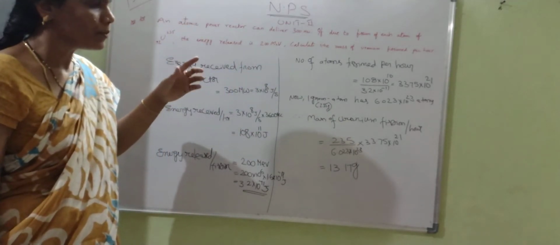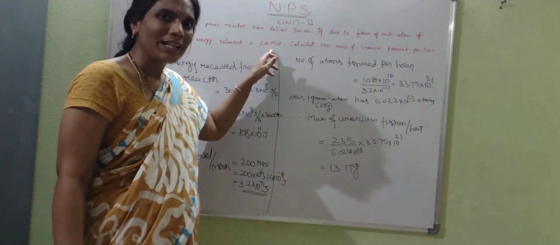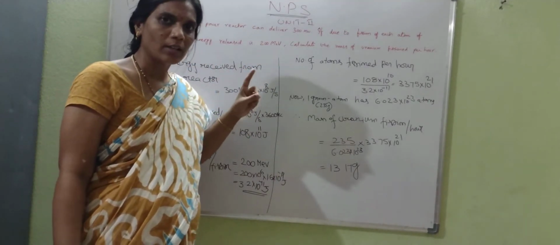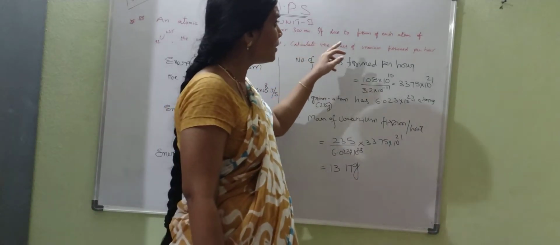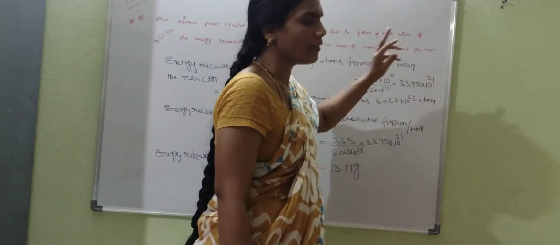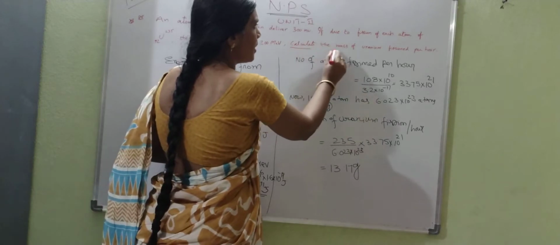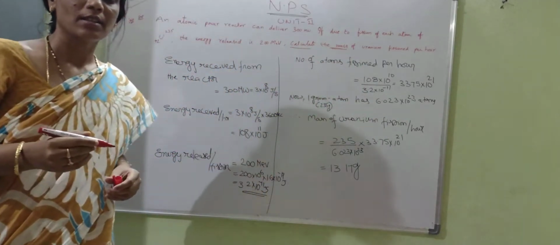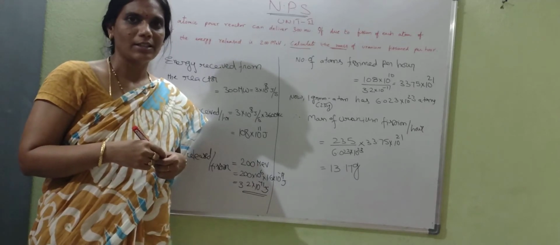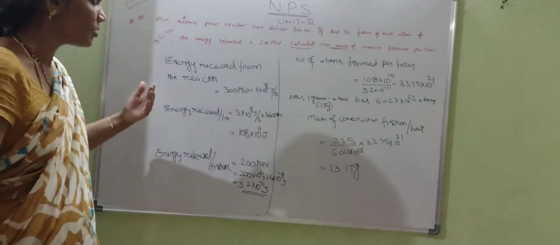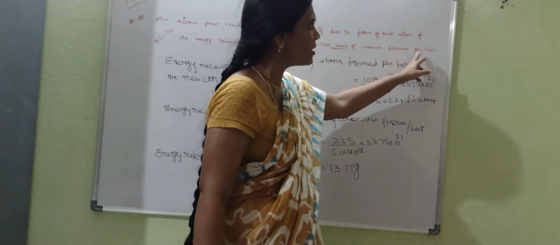So each atom during the process of fission, how much energy is released? 200 million electron volts. That is 200 into million, which is 10 power 6 electron volts. Calculate the mass of uranium fission per hour. Our aim is to calculate the mass of uranium, in kg or grams, per hour.